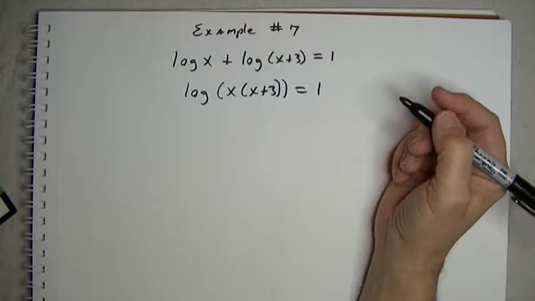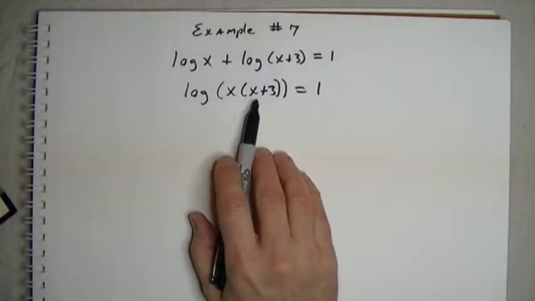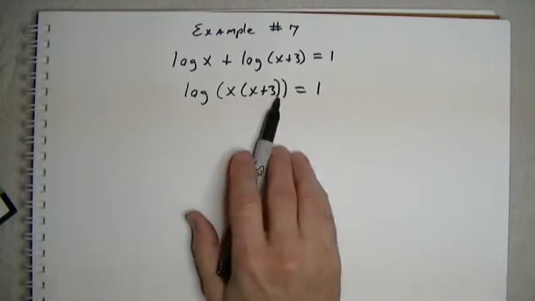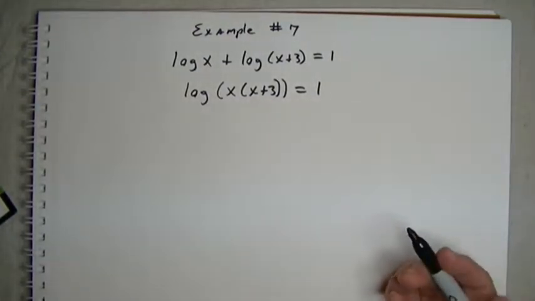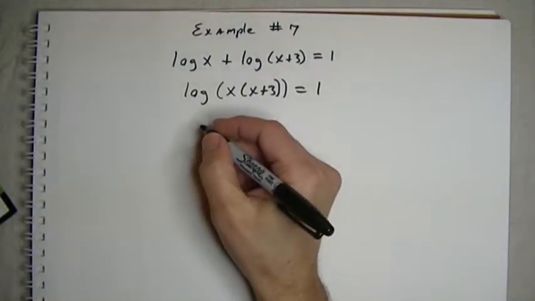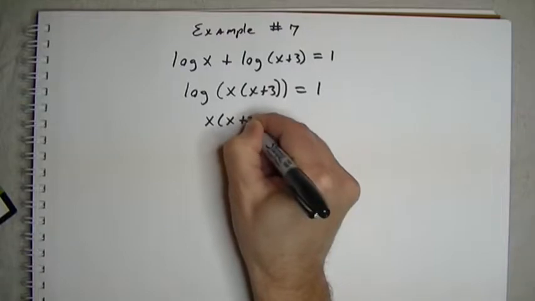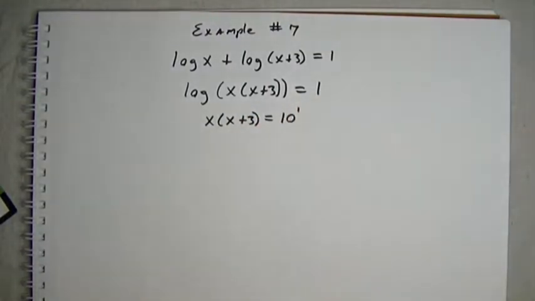Well, this is the log base 10 of this is equal to 1. That means that 10 to the first power has to equal this thing. So we're going to simply write it as an equivalent exponential equation. So it's very simply written as x times x plus 3 is equal to 10 to the first power. That's our 1 right there. Okay? So that's simple enough.